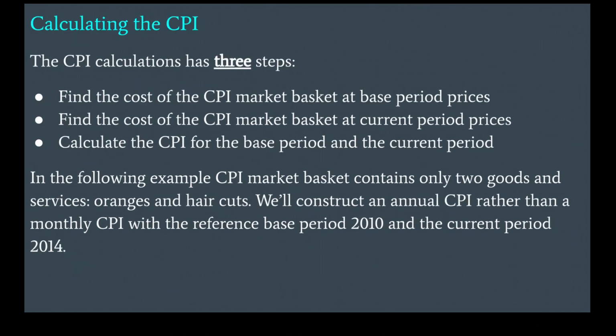Calculating the CPI. The CPI calculation has three steps. Find the cost of the CPI market basket at base period prices. Find the cost of the CPI market basket at current period prices. Calculate the CPI for the base period and the current period. In the following example, the CPI market basket contains only two goods and services, oranges and haircuts. We'll construct an annual CPI rather than a monthly CPI, with the reference base period 2010 and the current period 2014.